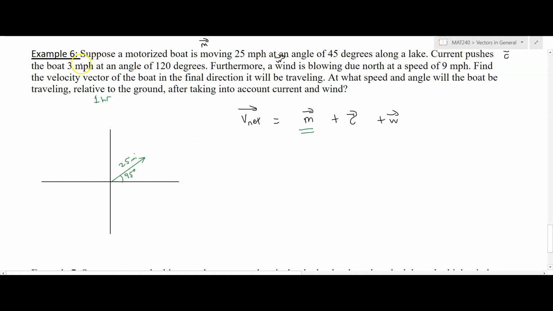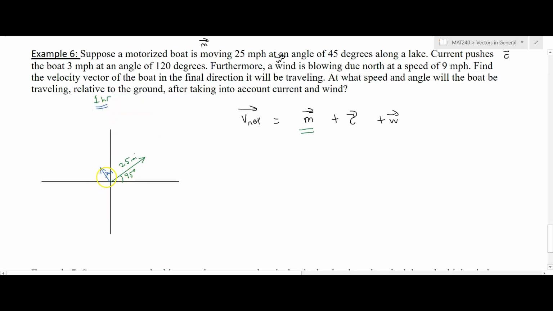Current pushes the boat 3 miles per hour at an angle of 120 degrees. Okay, so now we have the current vector, and the current is going 120 degrees. So here's 90. This is 180, so 120 will be about here. And it's only 3 miles per hour, so we're probably going to draw that to be pretty small. And so this is going to be 3 miles of push in that direction over the course of 1 hour.